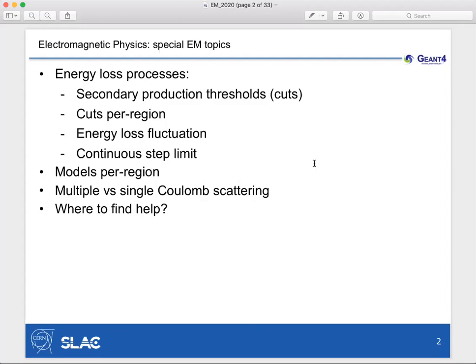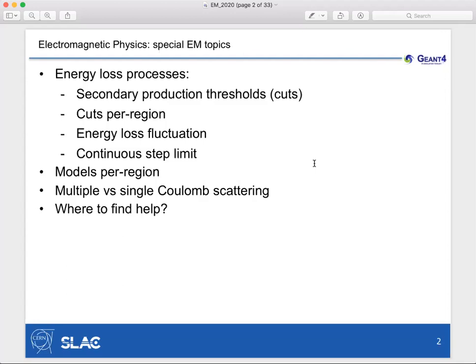Then I would like to talk about a few things regarding regions. Regions is a geometric concept, but we rely on it heavily. Even when we set production threshold or any user actions, it's a very, very useful concept that is available in Geant4, and we make a lot of use of it. Then, of course, there will be some consequences of the approximations that we are doing here, that we need to use some energy loss fluctuation model. You will understand why. And also the continuous step limit, what is it, why, and how it comes from all these things.